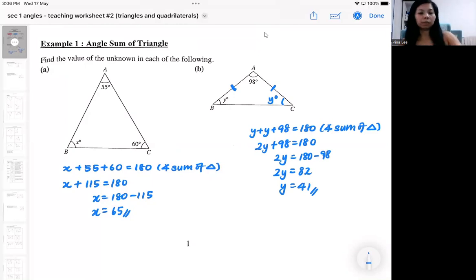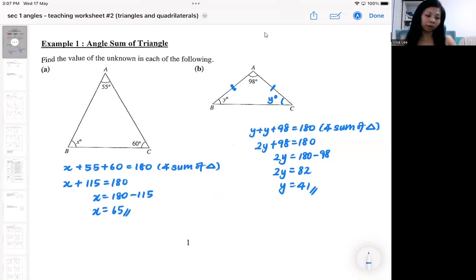Okay, so some of you may be very straightforward. You may be doing some primary school thing. So like I mentioned in the previous worksheet, we try not to do the primary school thing anymore. So we try to form equation because there are some very difficult ones where you need to be able to form the equation. Okay, so this got to do with the angle sum of triangle.